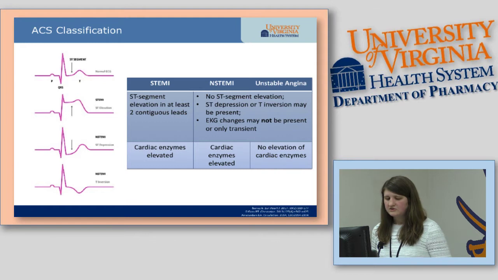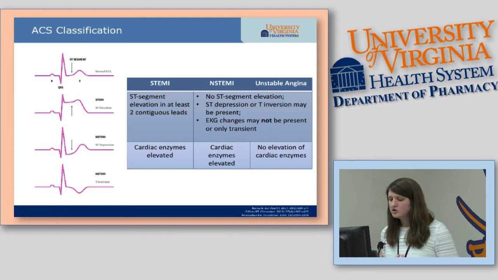In a STEMI, as you'll see by this second picture on the left side, that area is raised, so a ST segment elevation. And on an EKG, you have to see that in at least two contiguous leads. In an NSTEMI, you don't have the ST segment elevation, but you may have ST depression or T inversions, which are the other two pictures on the left.